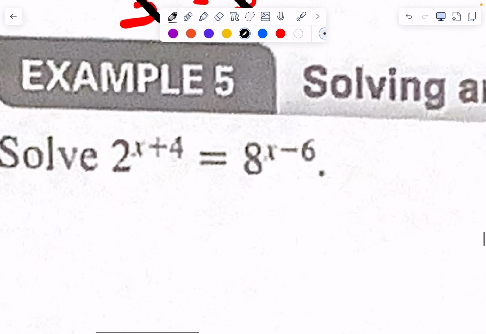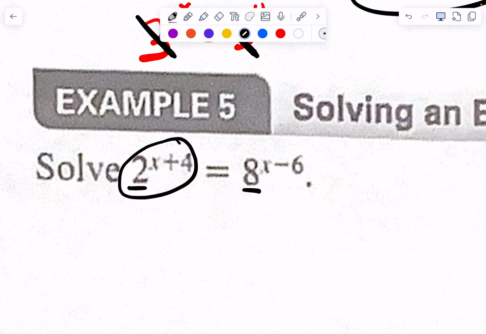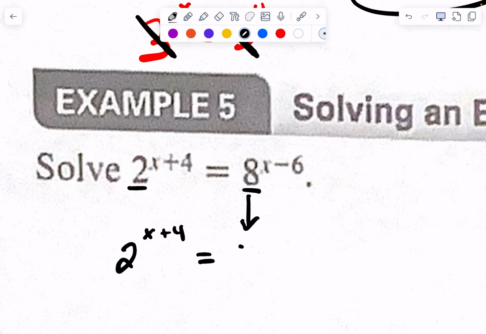Okay, same thing for example 5. I look at my two bases. My two base numbers are 2 and 8. Can I make those the same number? Yes. What are you going to change them to? This guy gets to stay. He can stay 2 to the x plus 4 power, right? But 8 is going to switch. 8 is like saying 2 to the 3rd power, taking the place of the 8.